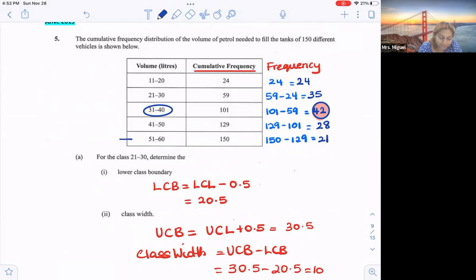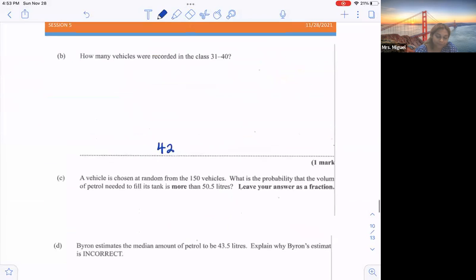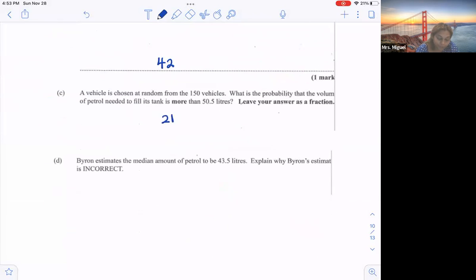So this interval here, the lower class boundary would be 50.5. So all the vehicles that require 50.5 and more will be found in this interval. And the number of vehicles here would be 21. 21 over 150, and this will give us 7 over 50.